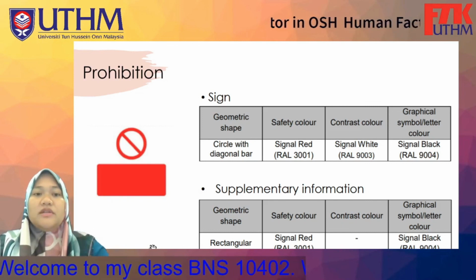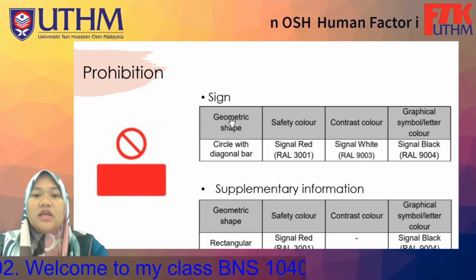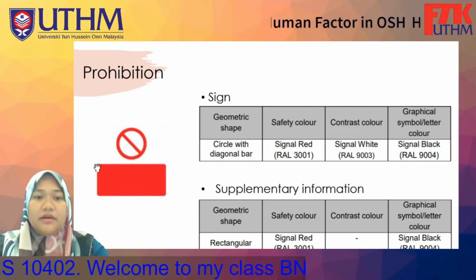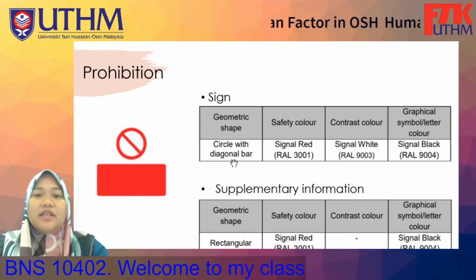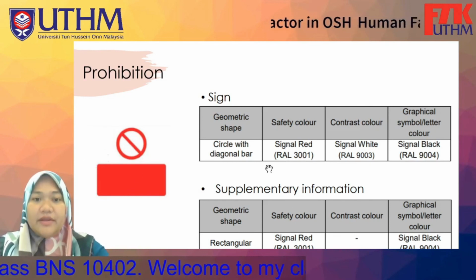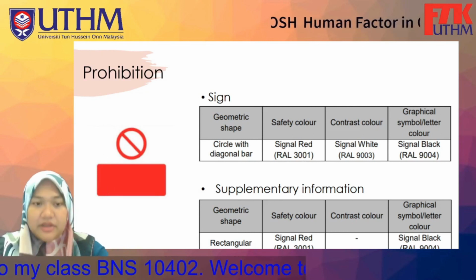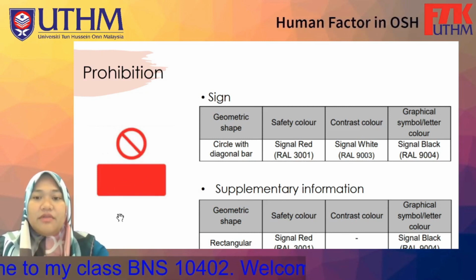For any prohibition, the sign geometric shape is a circle with a diagonal bar. The safety color signal is red, the contrast color is white. For supplementary information, the geometric shape is rectangular and the safety color signal is red.